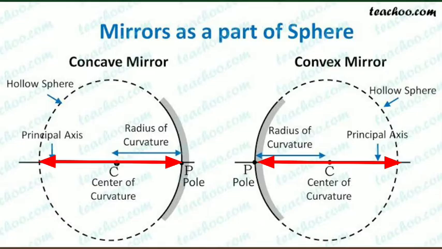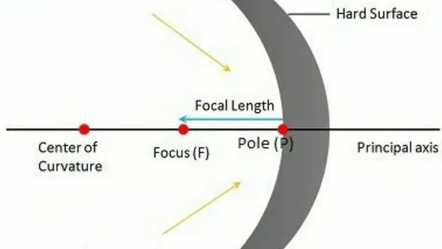Fifth, focus. When a beam of light is incident on a spherical mirror, the reflected rays converge at a point or diverge from a point on the principal axis. This point is called focus or principal focus or focal point. It's denoted by the capital letter F.